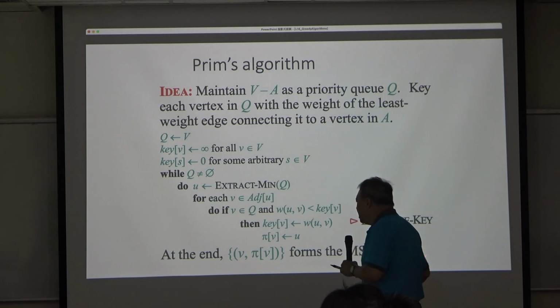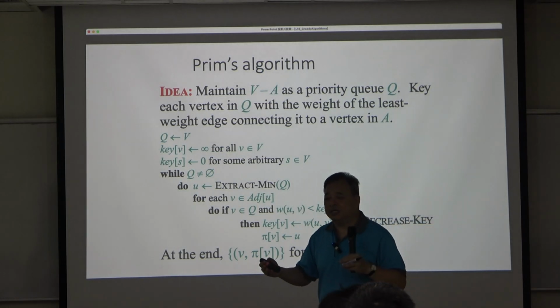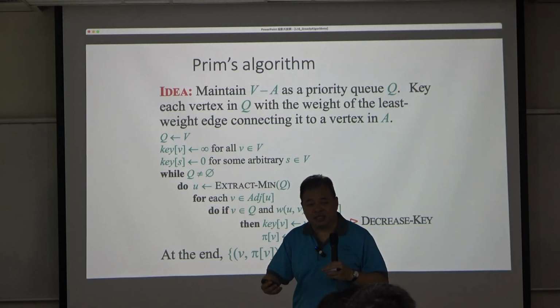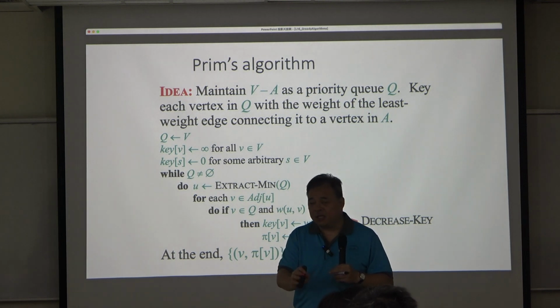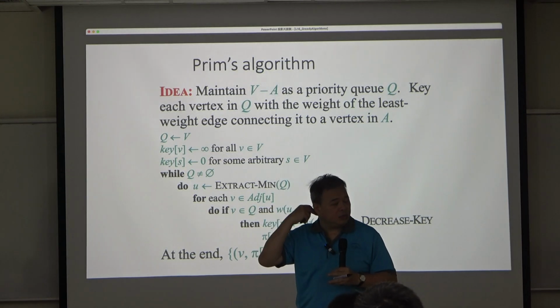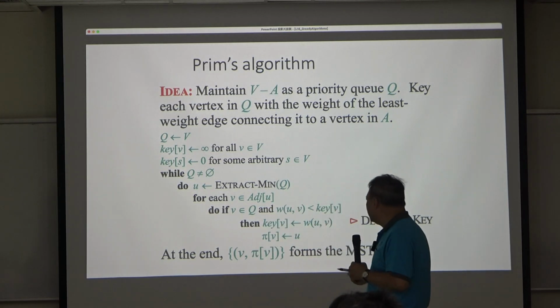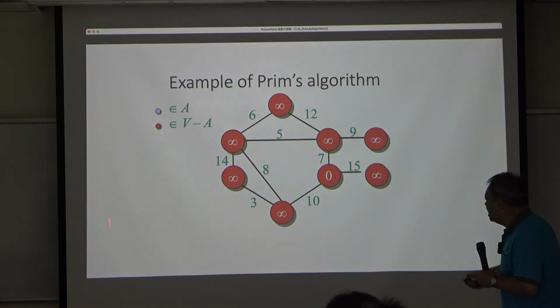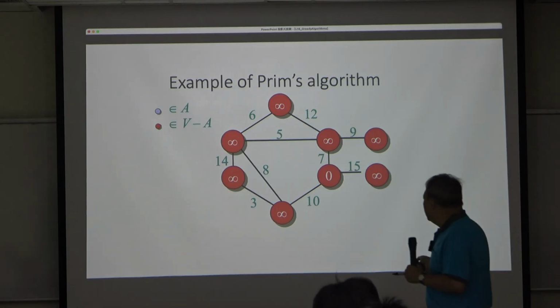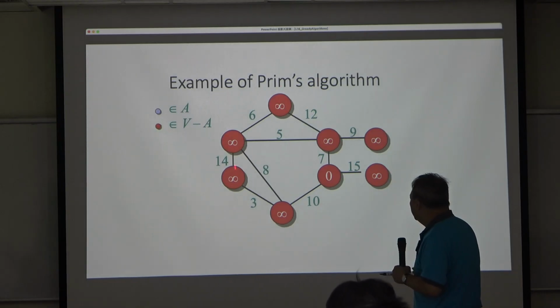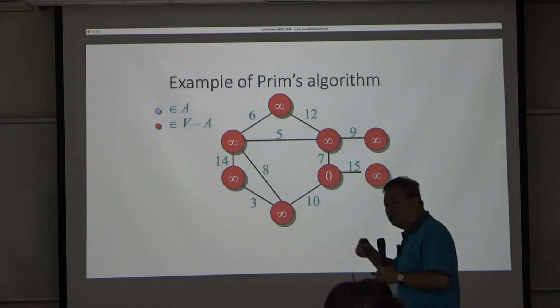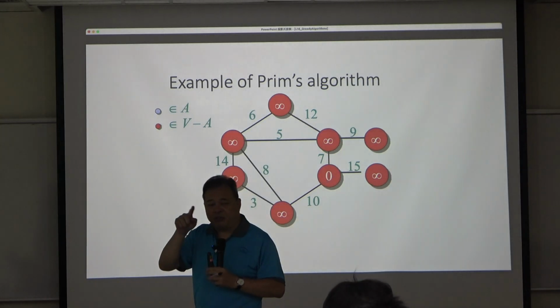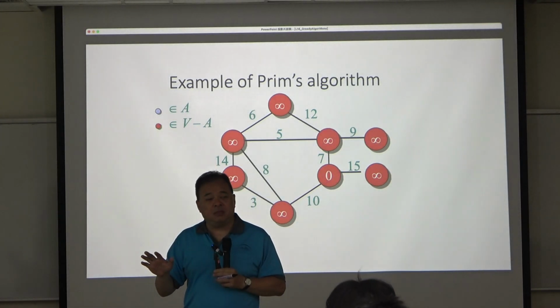Let me skip this one. I will show you the process, and then we'll come back to discuss this. Once you understand the process, it will be easier for you to understand the algorithm. Otherwise it's probably more difficult. We still use the original graph, and each node will be placed in the priority queue.